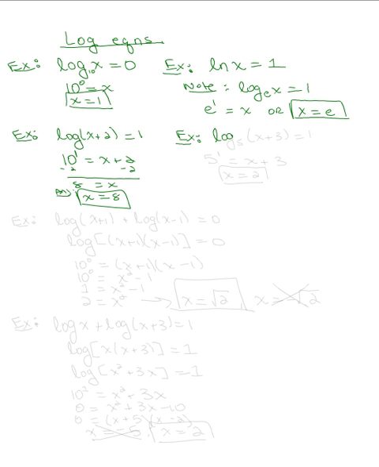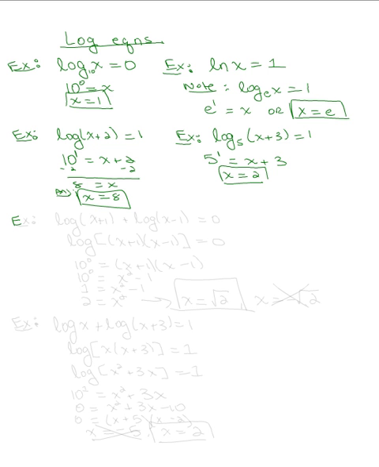Here's one where the log has a different base. It's log base 5 of the quantity x plus 3 equals 1. We do this in the same way. In exponential form, 5 to the first equals x plus 3. Subtracting 3 from both sides, we get x equals 2.